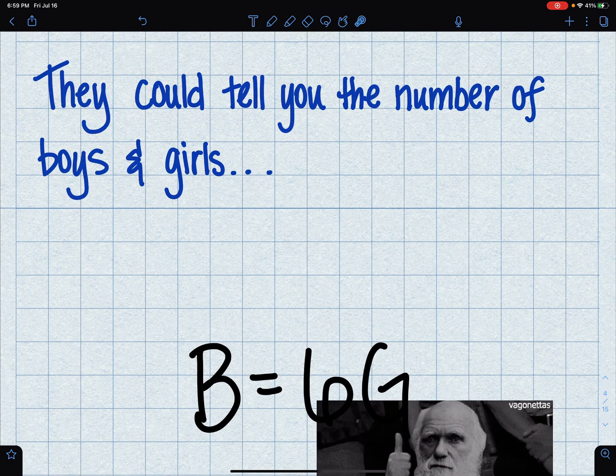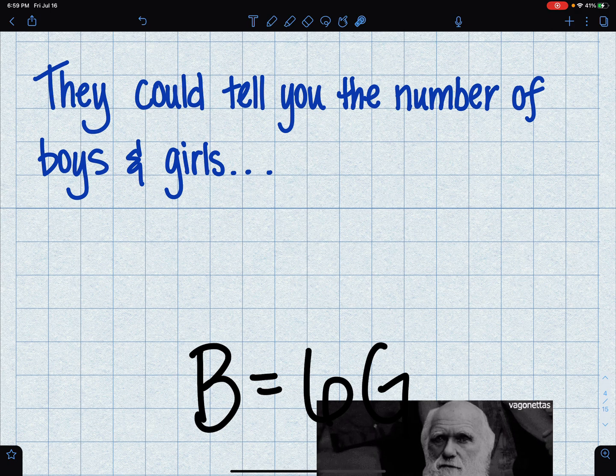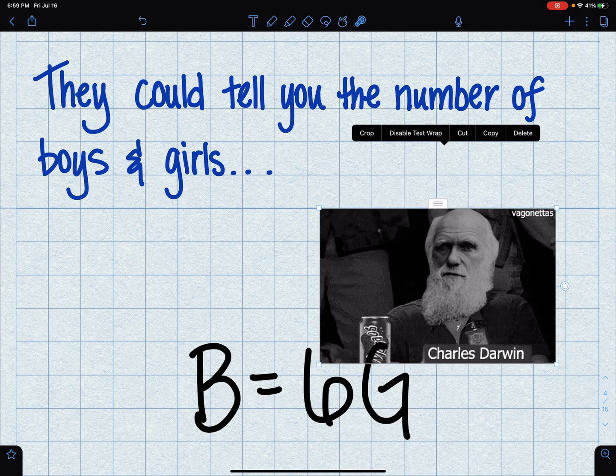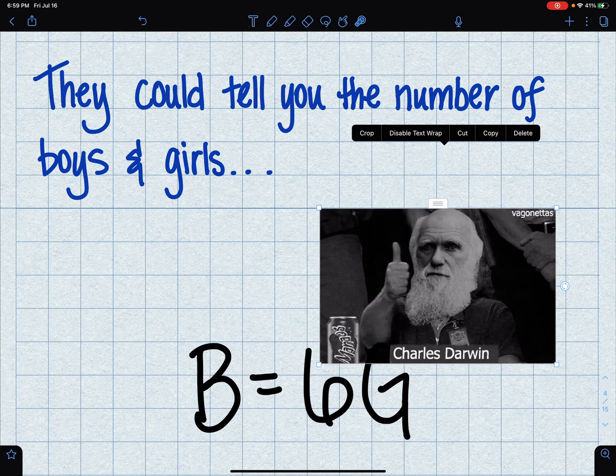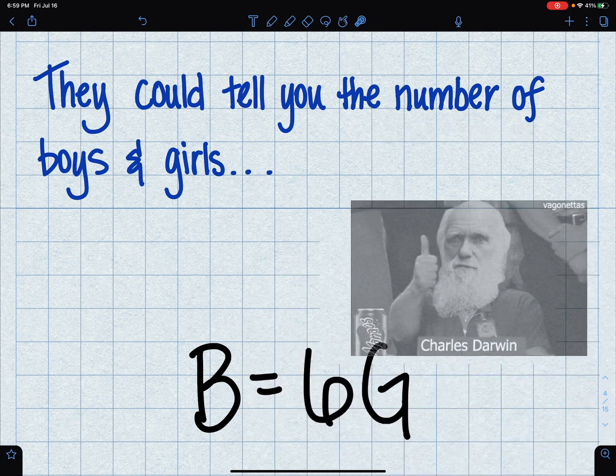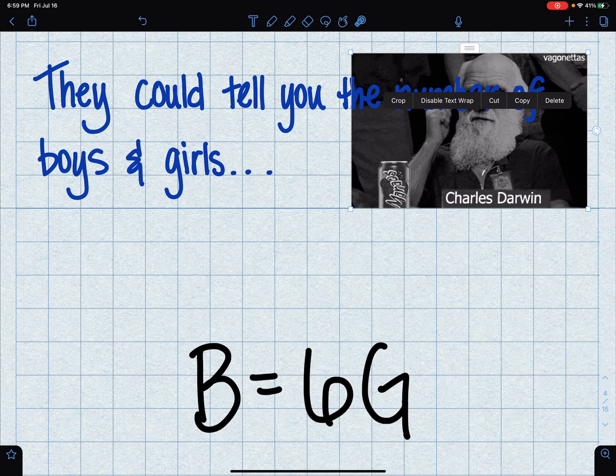So they could tell you the number of boys and the number of girls. This is very useful in lots and lots of different scientific applications. Even Charles Darwin thinks so. Oh, I meant to circle him, but that's okay.